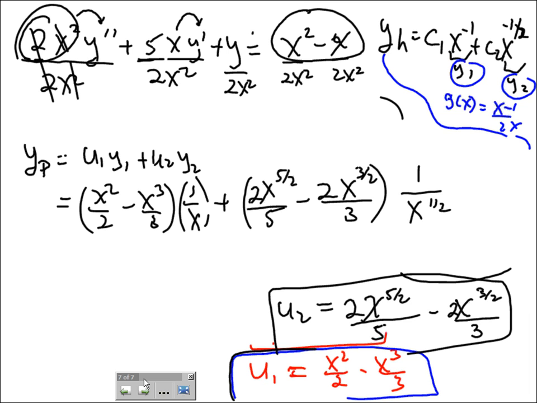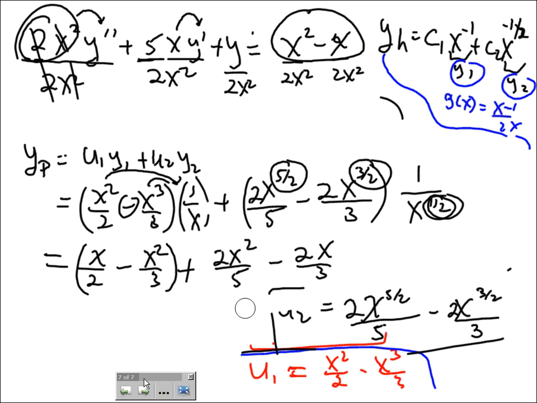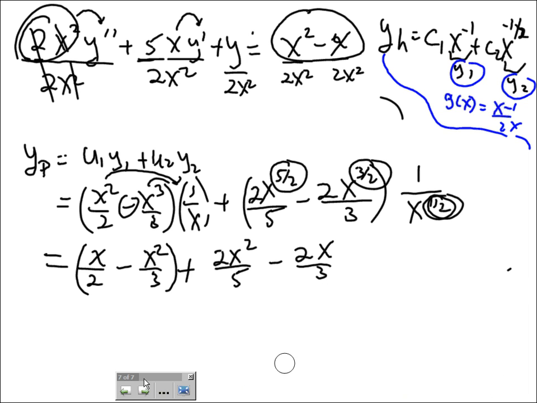Okay, just clean this up a little bit. This times that is going to be x over 2 minus x squared over 3, plus, 5 halves, 2½ minus a half is just 2. So it's going to be 2x squared over 5 minus, 1½ minus a half is 1, so it'll be minus 2x to the 1 over 3. That answer is y particular. That is y particular.